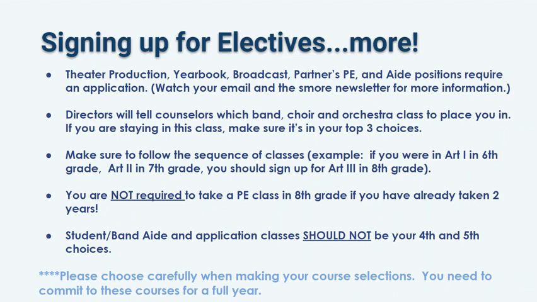Student and Band-Aid applications and application classes should not be your 4th and 5th choice. So if you really want one of those classes you have to apply for, make them your 1st, 2nd, or 3rd choice, and then make the 4th or 5th choice something you'd be okay with if you don't make it into one of those classes. Please choose carefully when making your course selections. You need to commit to these courses for a full school year.